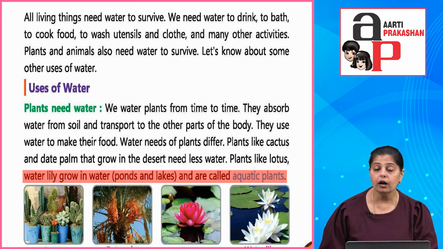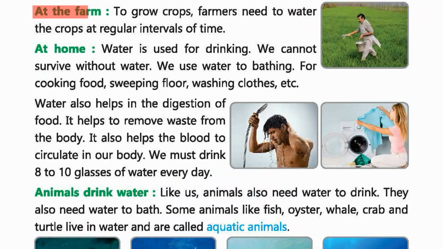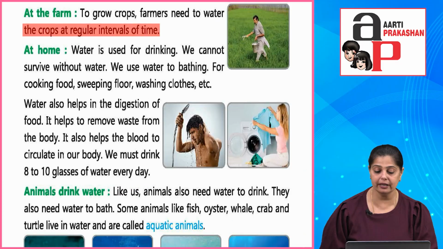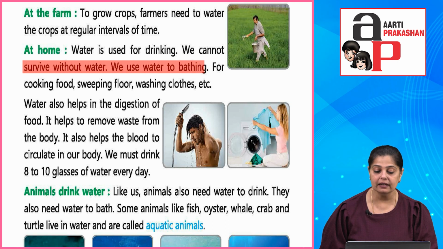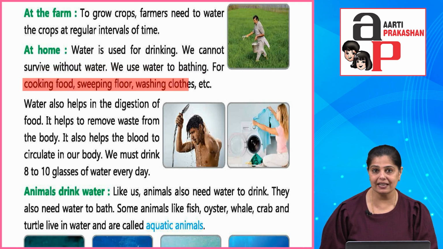These are the plants that grow in ponds and lakes and they are called aquatic plants. Next, at the farm, to grow crops, farmers need to water the crops at regular intervals of time. At home, water is used for drinking. We cannot survive without water. We use water for bathing, for cooking food, sweeping floor, washing clothes, etc.